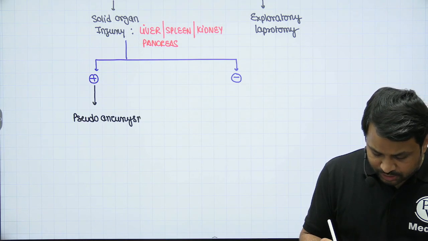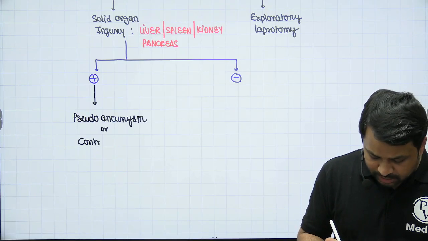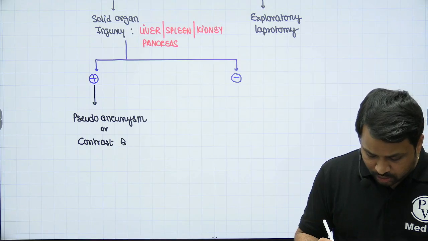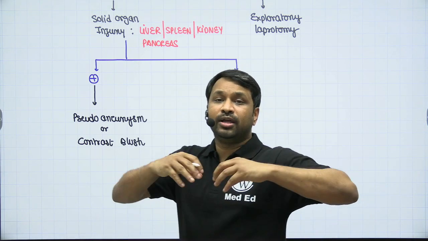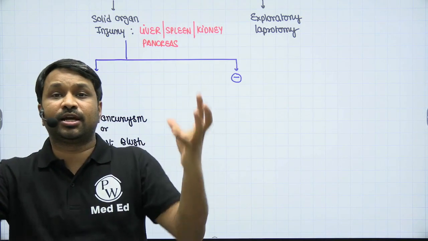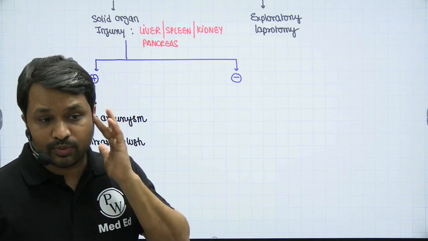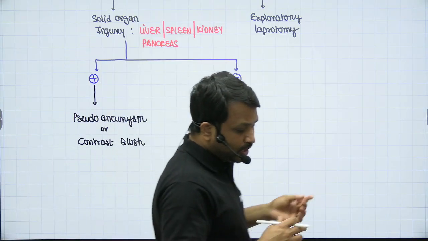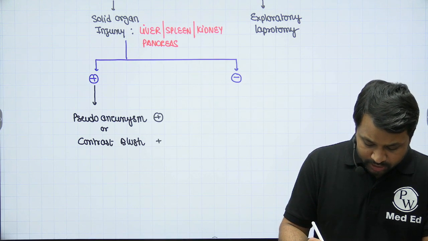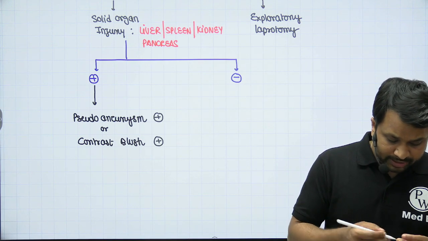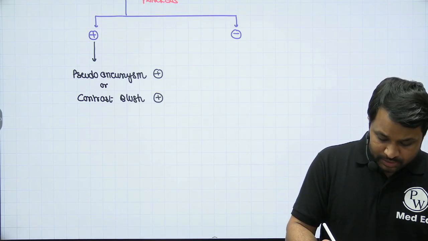If there is any pseudo aneurysm or if there is any contrast blush. Now, what is the concept of a contrast blush? That means the contrast is leaking out. Now, as it leaks out, it creates a cloud. It creates a leak cloud, and that cloud of leak is what we call a contrast blush. So, either if there is evidence of pseudo aneurysm or if there is presence of contrast blush, you have to intervene immediately.